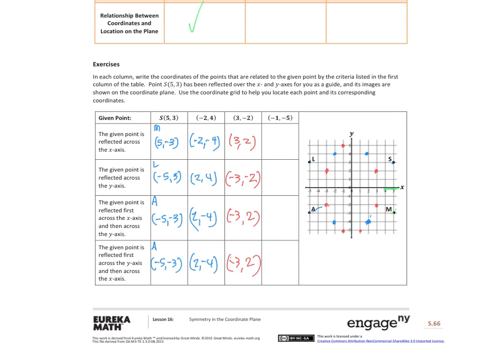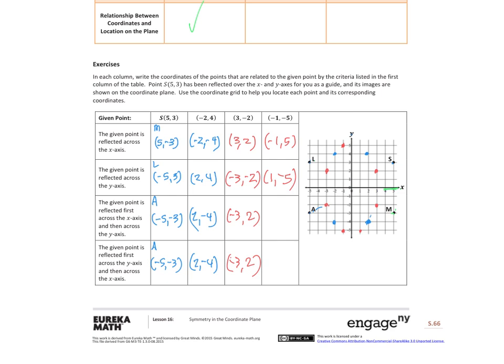Okay. So I was at negative 1, negative 5 right here. And then I go across, so now I'm at negative 1, 5. Now let me go to the original point, negative 1, negative 5. Go across the y. I just did that. I went across the x. Now I'm going to go across the y, and now it's 1, negative 5.